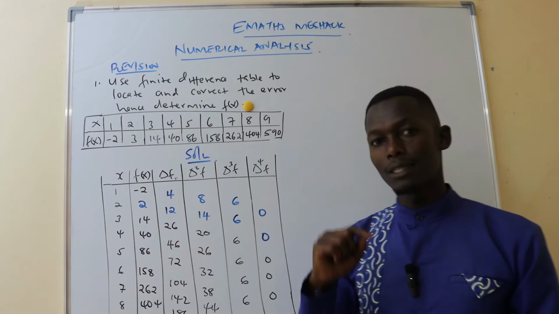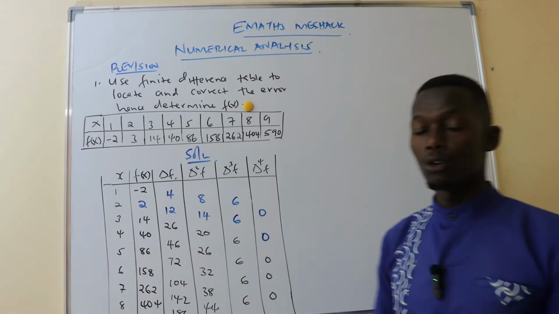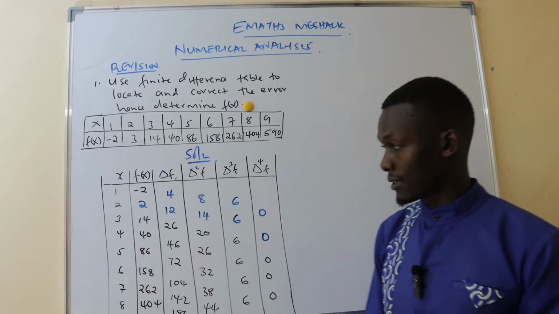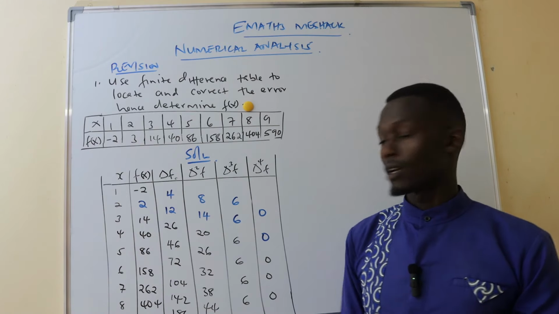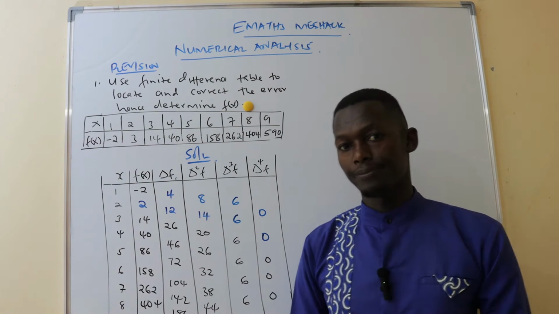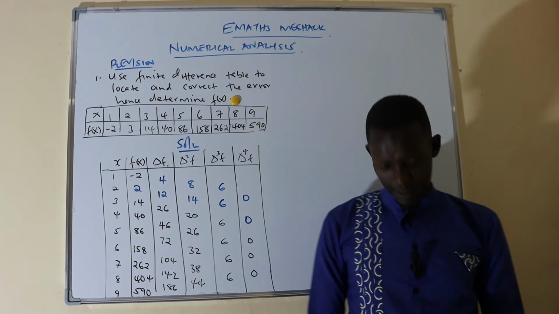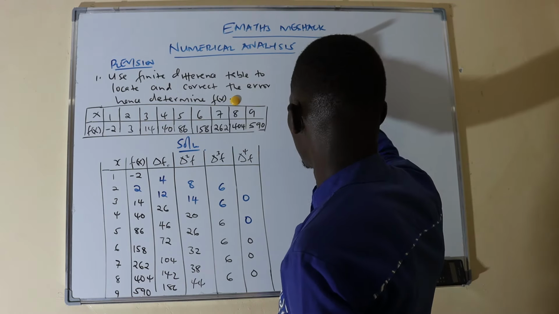But the highest degree should be what? Should be 3. Now let us see how we determine the function f of x. Remember, we shall use the forward difference for us to get the actual value of f of x. So now we determine the value of f of x, and by definition, that is using the forward interpolation formula.